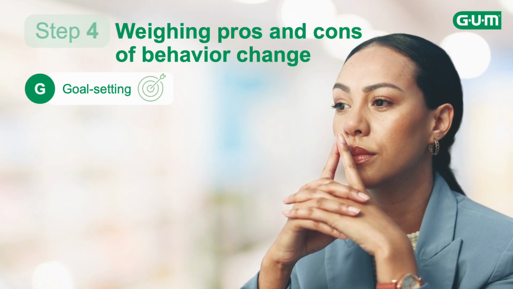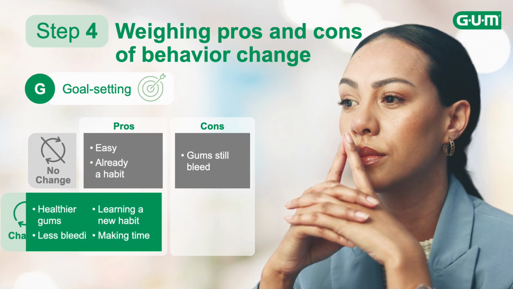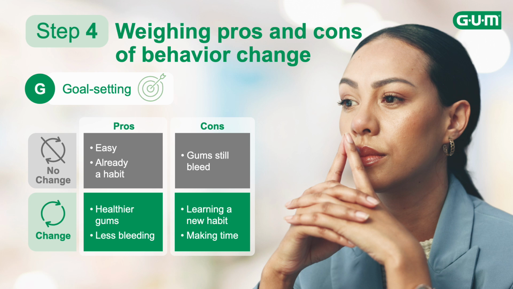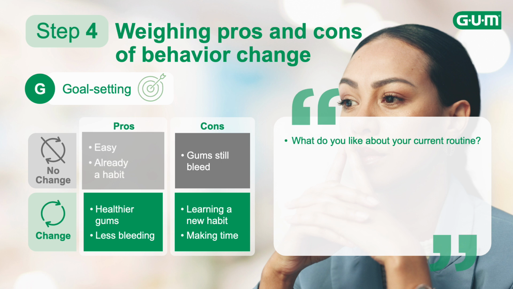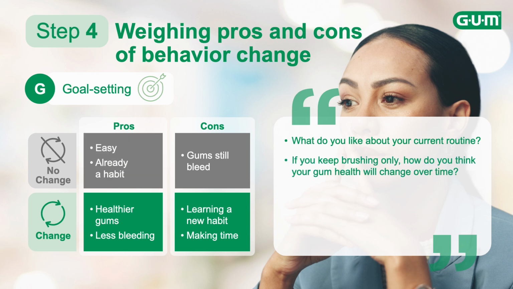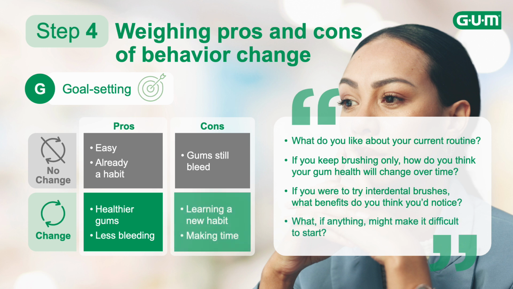Once a potential behavior is identified, take a moment to explore the pros and cons of not adapting versus adapting the behavior. Use open-ended questions to encourage the patient to reflect, recognize their motivations, and move toward a decision that feels achievable for them. You might ask, "What do you like about your current routine? If you keep brushing only, how do you think your gum health will change over time? If you were to try interdental brushes, what benefits do you think you'd notice? What, if anything, might make it difficult to start?" This helps them evaluate their options thoughtfully, without feeling pressured.